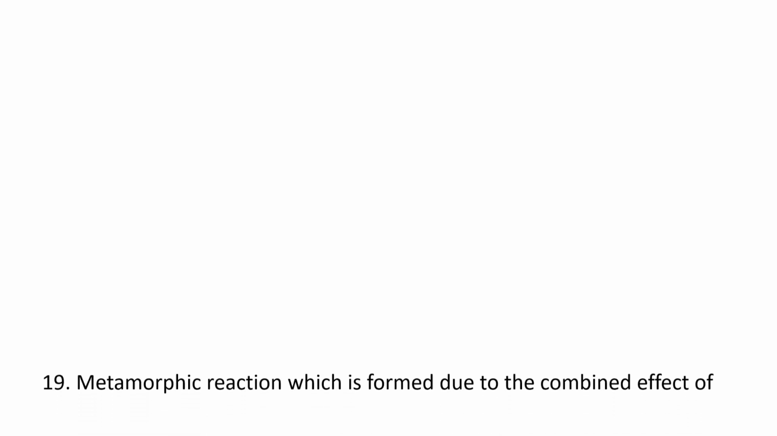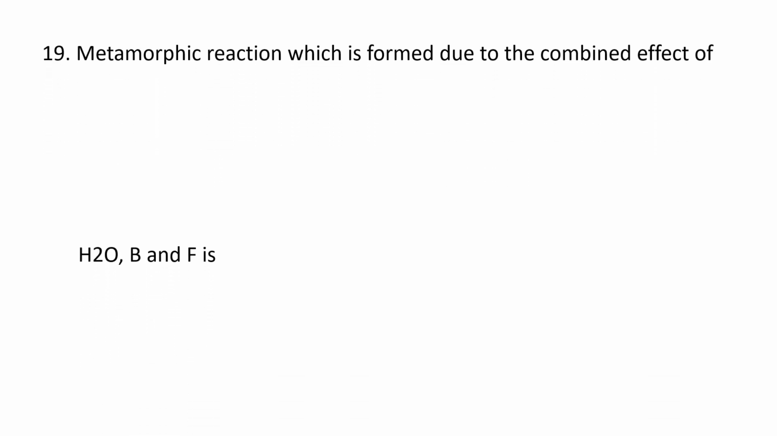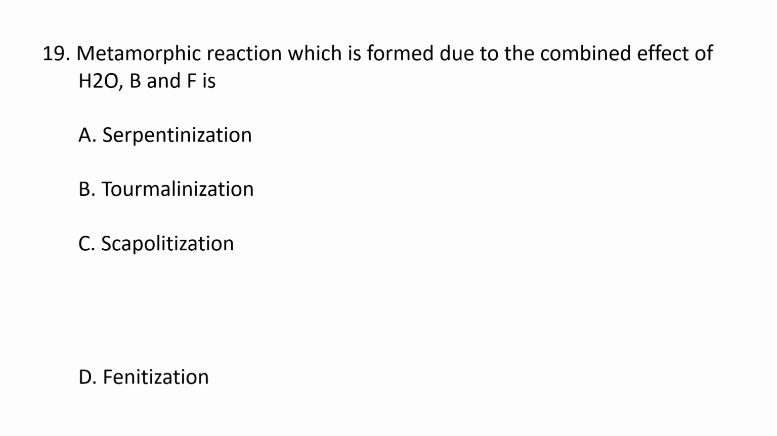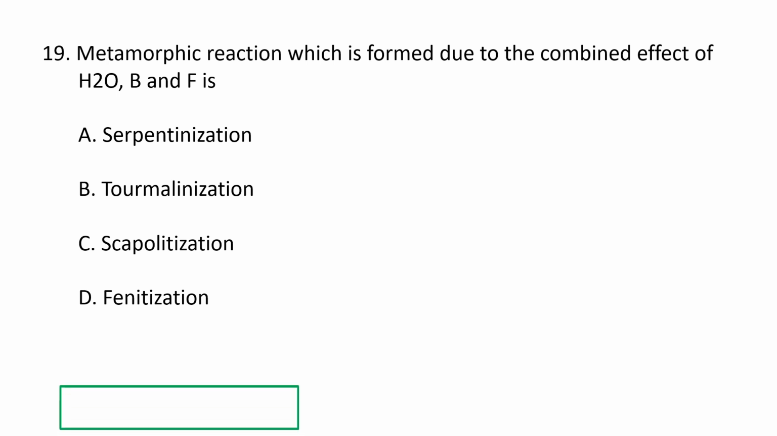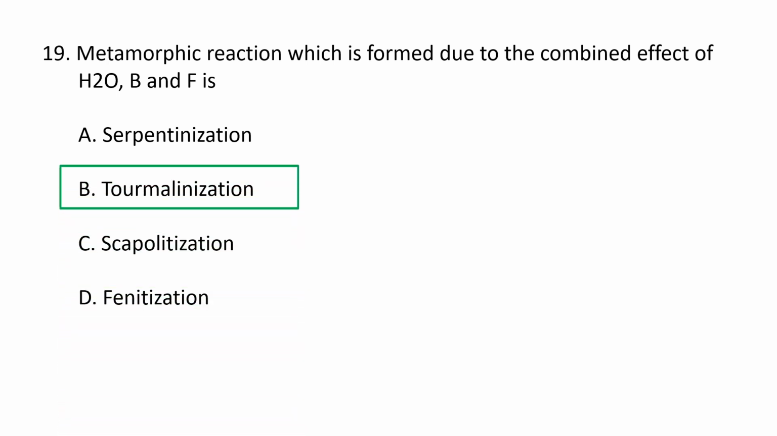Next question. The metamorphic reaction which is formed due to the combined effect of water, boron and fluorine is known as: A. Serpentinization, B. Tourmalinization, C. Scapolitization, and D. Phenitization. So the metamorphic reaction which is formed due to the combined effect of water, boron and fluorine is known as tourmalinization.